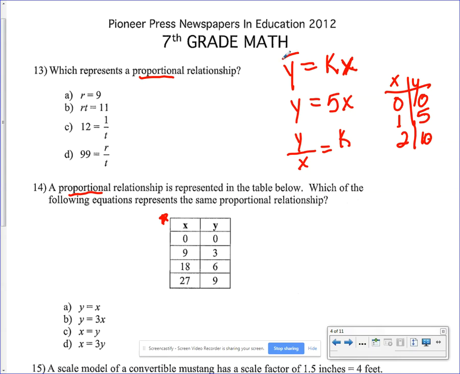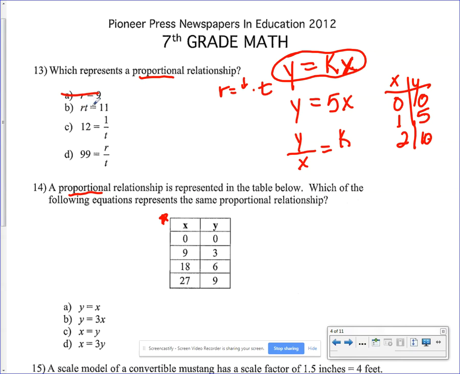Now, this is the format you usually see a proportional relationship in, but first of all, I don't see Y's and X's. It looks like they're using R's and T's. So on this one, it looks to me like I should see something like R equals some number times T, like this, and it doesn't look like A.